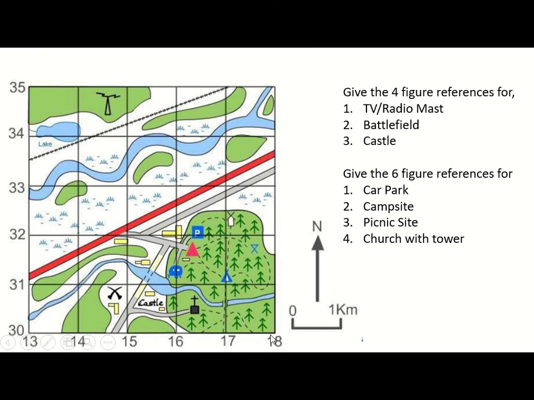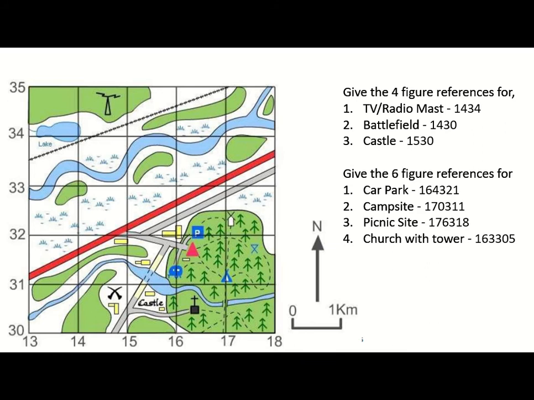Okay, so a bit of extra practice for you then. What I would like you to do, please, is pause the screen and just in your mind figure out, combining your knowledge of symbols, but also your knowledge of four-figure and six-figure references. I would like you to try and give the four-figure reference for the TV or radio mast, the battlefield, and the castle. I'd like you to try and give me the six-figure references for the car park, the campsite, the picnic site, and the church with a tower. Okay, so do that. Pause the screen now, and then when you're ready, unpause the screen. I'll reveal the answers to you, and you'll see if you're right.